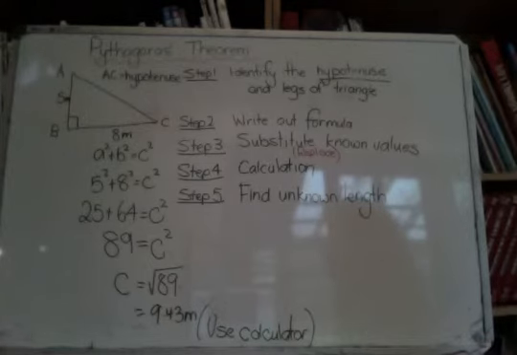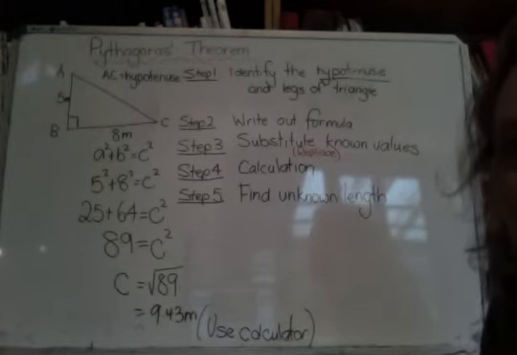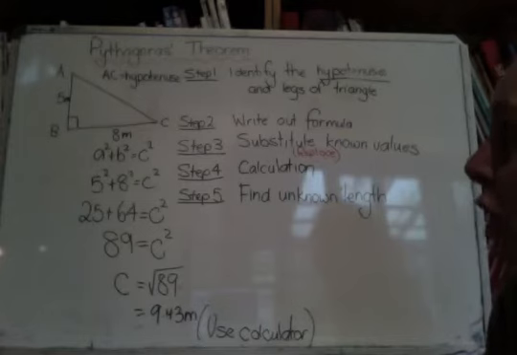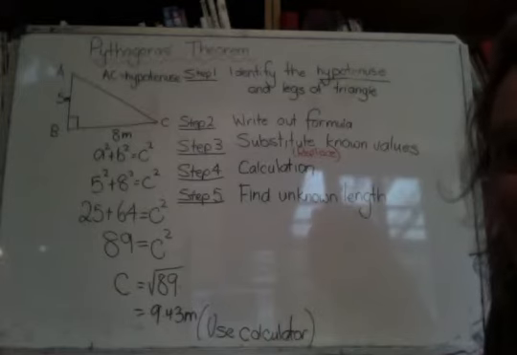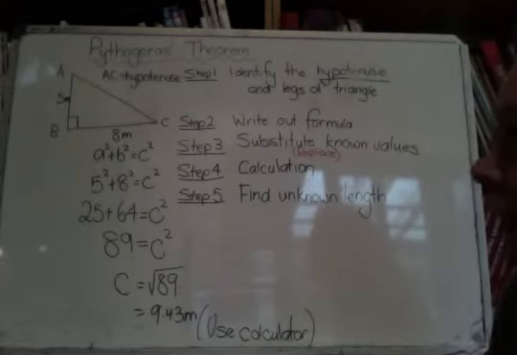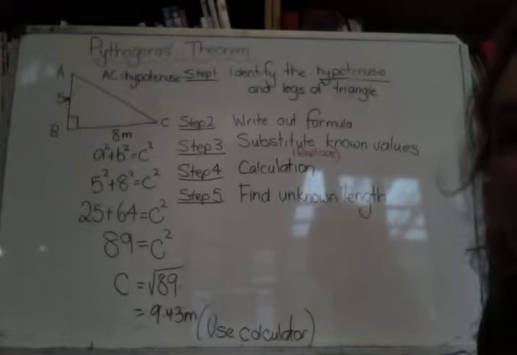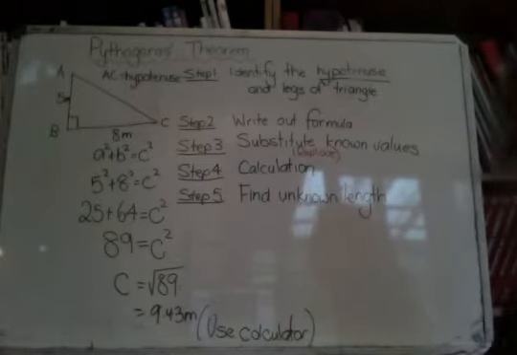Okay, so when we're solving a problem, the first step is to identify which is the hypotenuse on your right-angled triangle. So for the triangle ABC that I've drawn on the board, the side that's the hypotenuse is AC, and that's the length that we don't know. So I'm told that AB is 5 meters and BC is 8 meters.